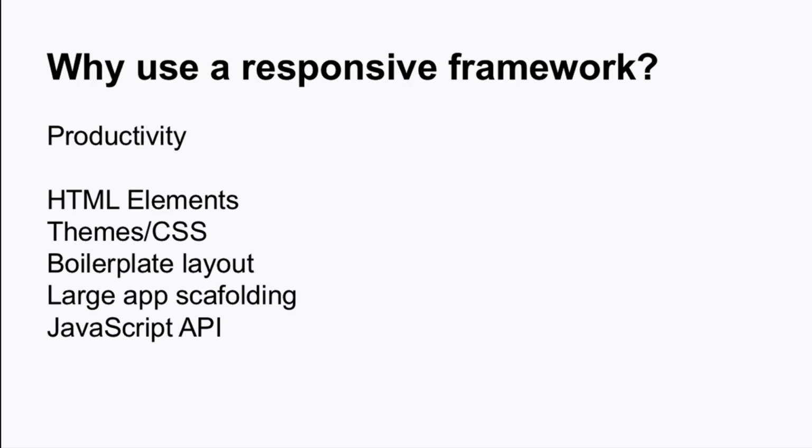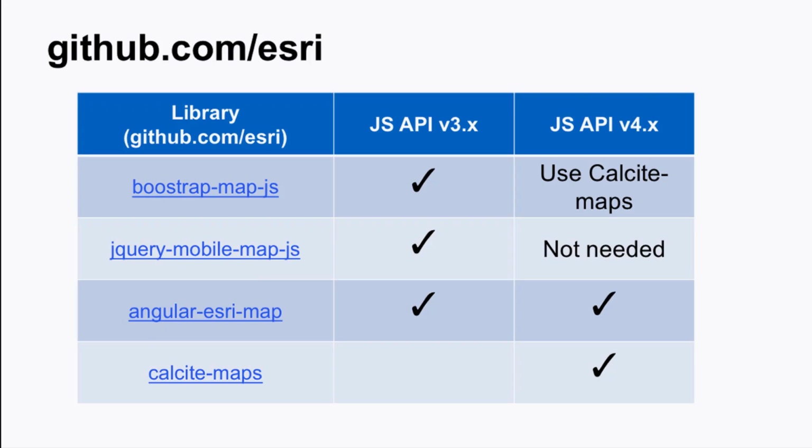They also come with boilerplate layouts that you can take advantage of, so you're not building mobile applications from scratch. It goes right back to productivity. It's a huge time saver. If you're building large commercial apps and you need scaffolding to build them out, you don't want to build those from scratch if you don't have to. And last but not least, underneath the hood of these frameworks is a JavaScript API. It's there somewhere. Sometimes you have to look at it.